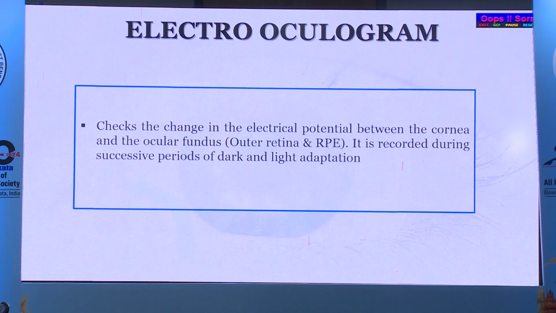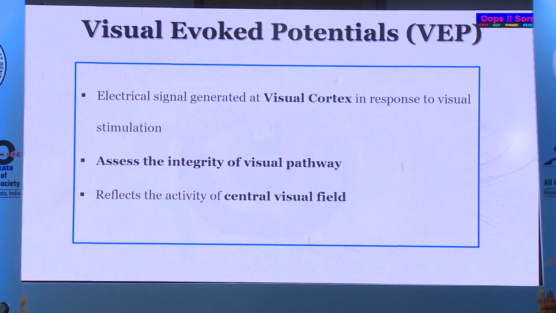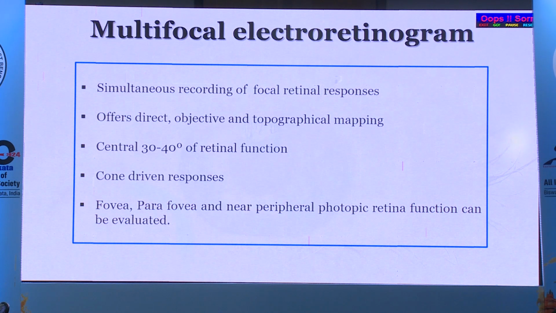The electrooculogram checks the change in the electrical potential between the cornea and the ocular fundus, the outer retina and RPE. It is recorded during successive periods of dark and light adaptation. In VEP, an electrical signal is generated at the visual cortex in response to visual stimulation. It assesses the integrity of the visual pathway. It reflects the activity of the central visual field.